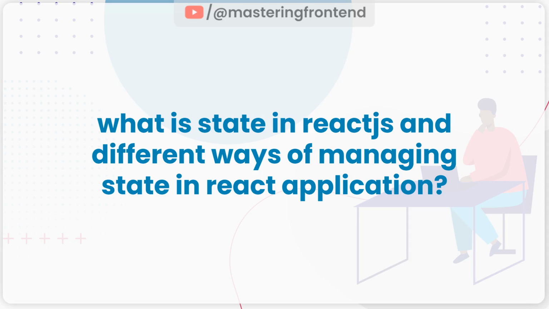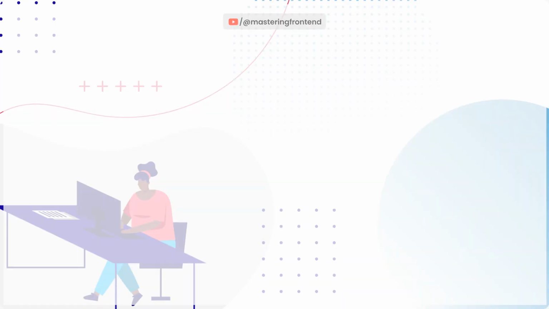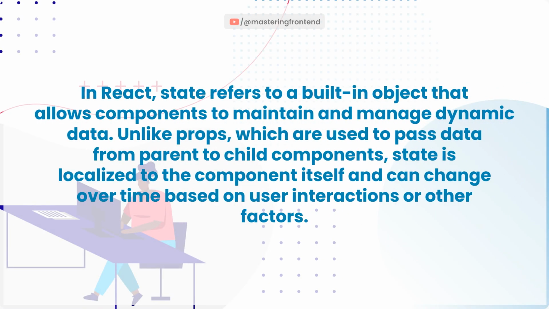In this video we will talk about what is state in React.js and different ways of managing state in React application. In React, state refers to a built-in object that allows components to maintain and manage dynamic data. Unlike props, which are used to pass data from parent to child components, state is localized to the component itself and can change over time based on user interactions or other factors.